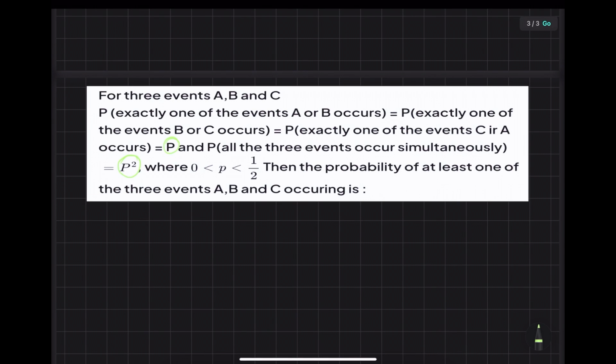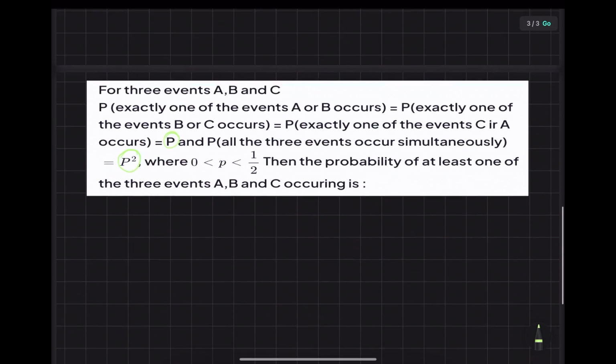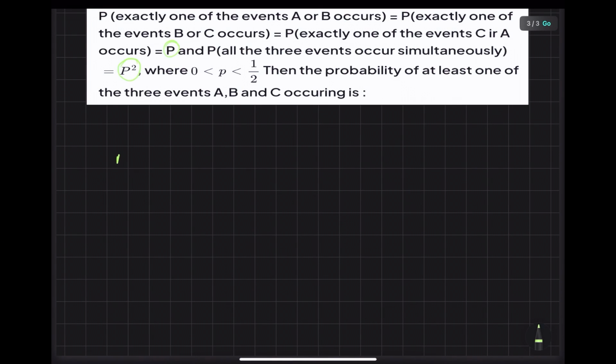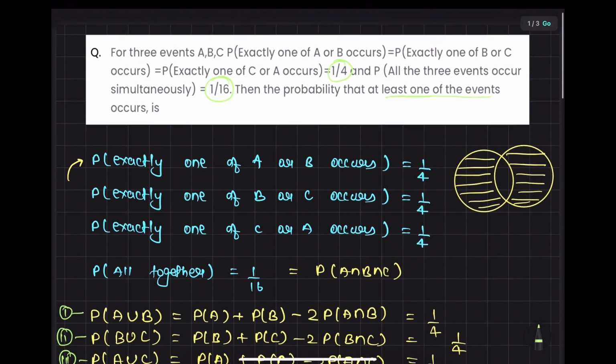Okay, and look at this. Over there we got 3 by 8. So here also you will get the answer, and for the required probability you have to manipulate. Okay, just try once. I will write down the answer so that you can match. So it is 3p plus 2p square by 2. Okay, and here also you will get the same result. The idea is the same, the only difference is that here they have used the variable p, over there they have used the constants 1 by 4 and 1 by 16.